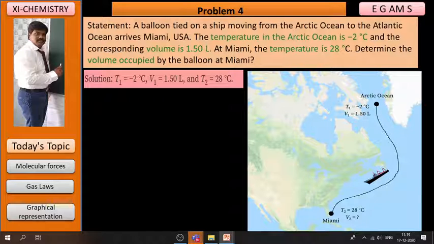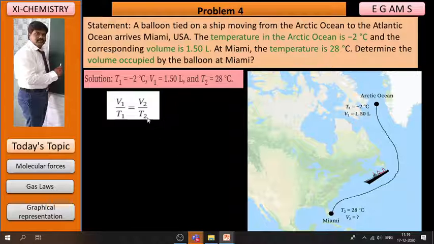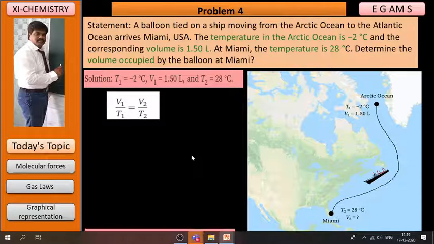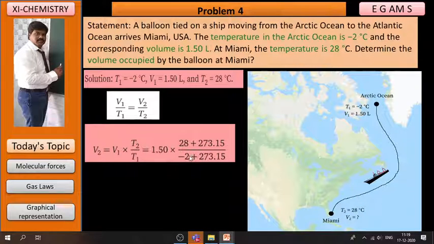Solution. T1 is given, that is minus 2 degrees centigrade. V1 is there, that is 1.50 liters. Already is there in the question. T2 also they have given the value 28 degrees centigrade. So now you have to find out the V2 with respect to the Charles law. V1 by T1 is equal to V2 by T2. When substituting the values, V2 is equal to V1 into T2 by T1.